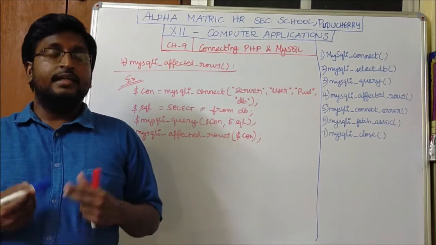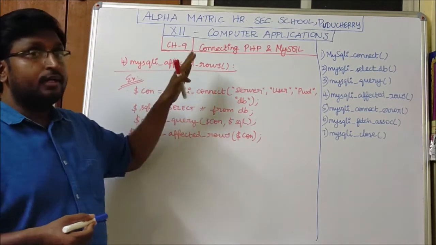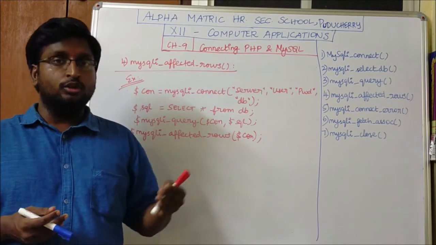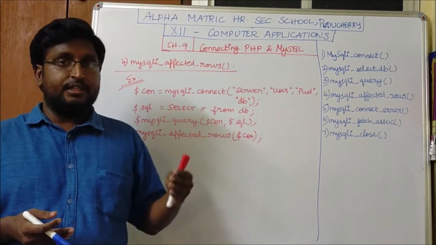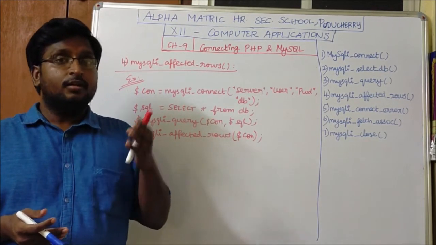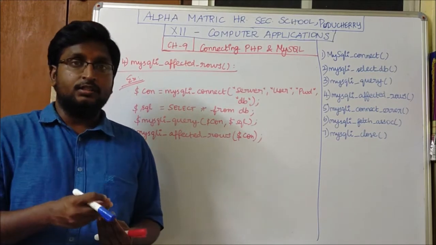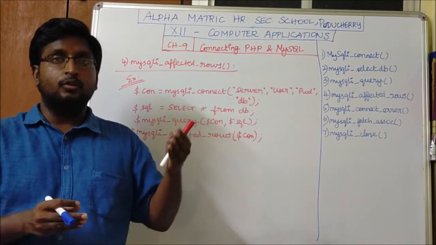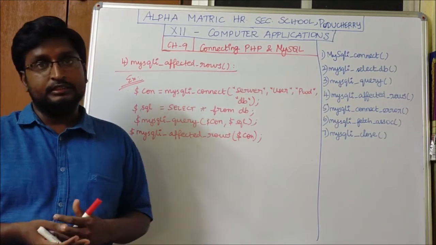Next is the MySQL affected rows. It returns the number of rows which get affected. It means which are retrieved, which are manipulated. Some changes have been made in the rows, so that number of rows will be returned as a result.